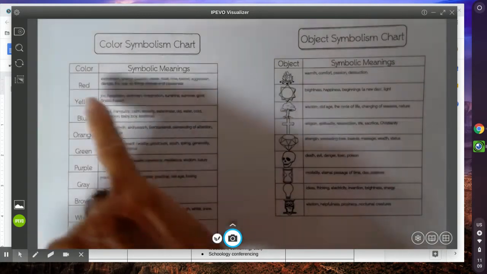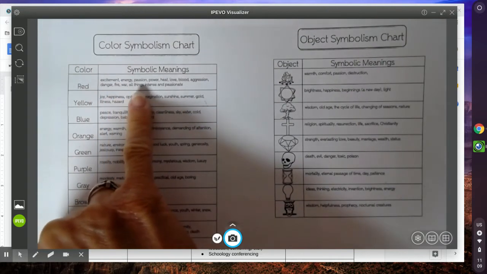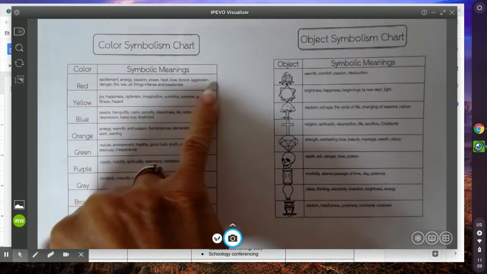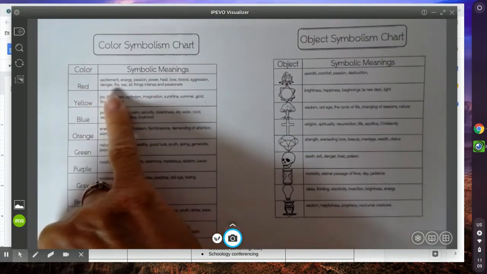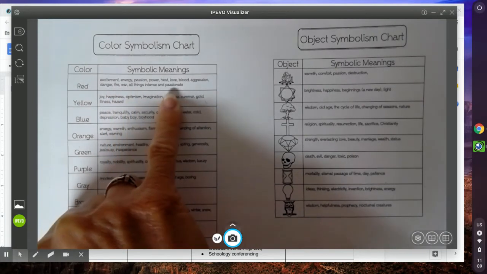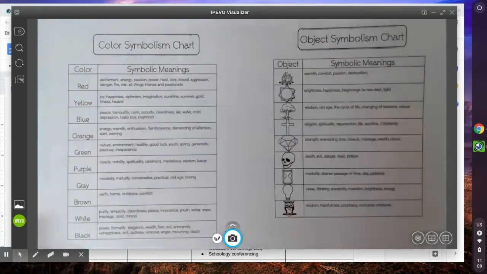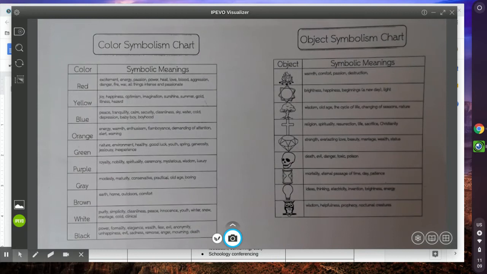Well, red can stand for excitement, energy, passion, power, heat, love, blood, aggression, danger, fire, war, all things intense and passionate. If I'm writing a story, I might very well want to put this person in a red car to express the fact that it's dangerous and intense. So I choose that color on purpose to symbolically represent that danger and intensity.